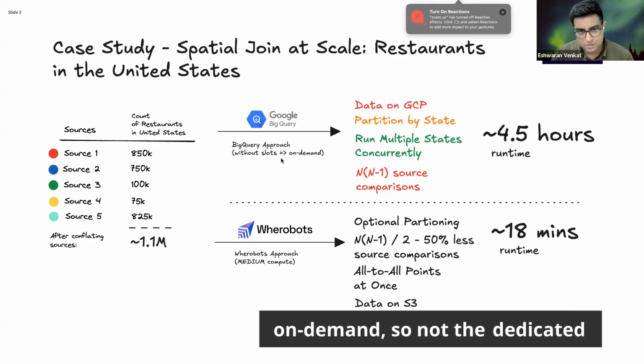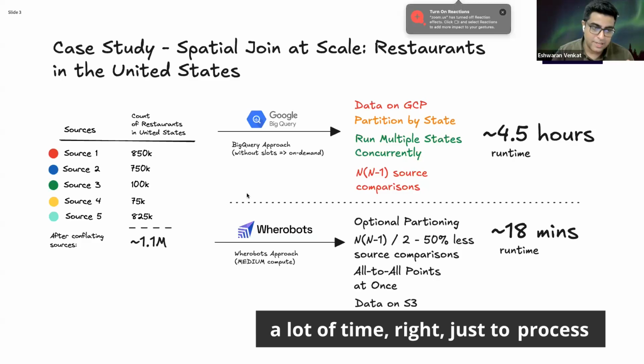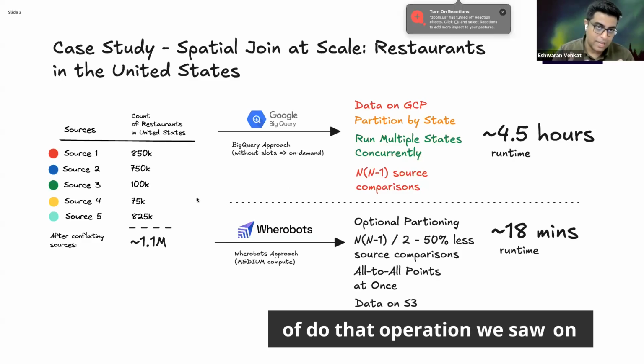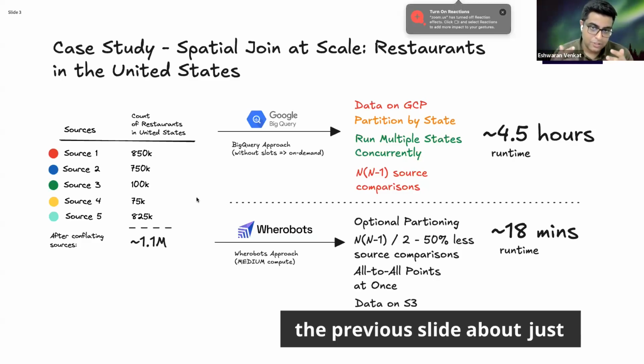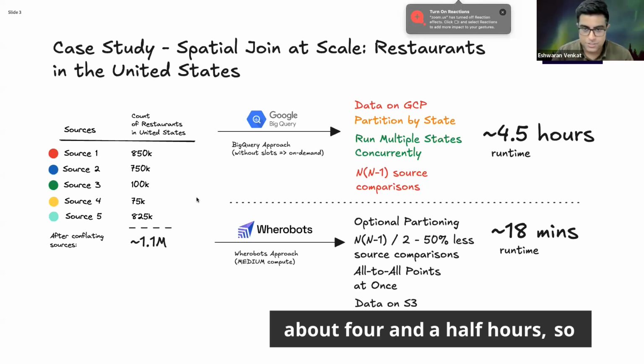In this case, we were using on-demand, so not the dedicated slots with BigQuery, and this took a lot of time, right? Just to process all of these restaurants and do that operation we saw on the previous slide, finding nearby restaurants, took about 4.5 hours, so quite big.